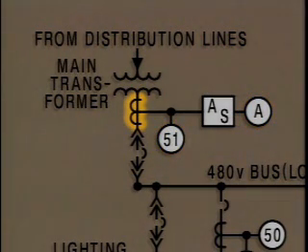This transformer does not affect the current flowing from the main transformer to the rest of the system, but it does allow the current to be measured.